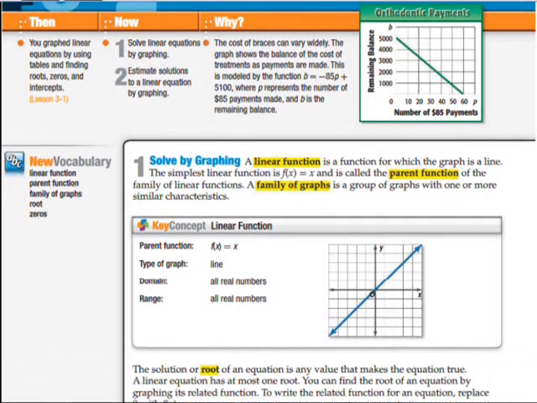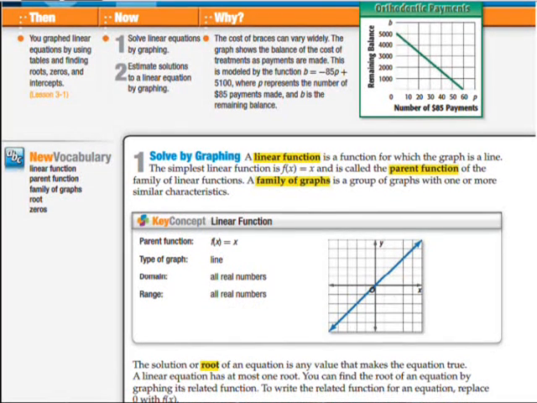A linear function is just a function where the graph is a line. The simplest linear function is right here. It's f of x equals x. The f of x is just function notation. We could just think of that as y. It's the same as y equals x, but when we use the term function, we're going to use this f of x, and we've looked at that already some, but just so we're aware.